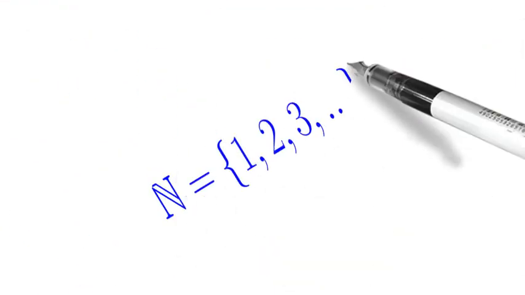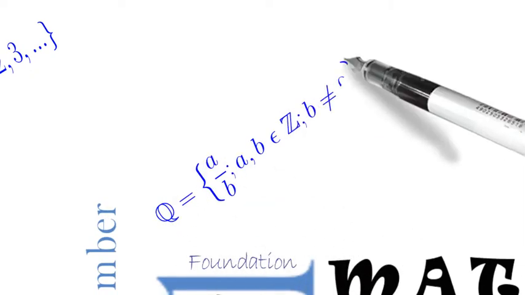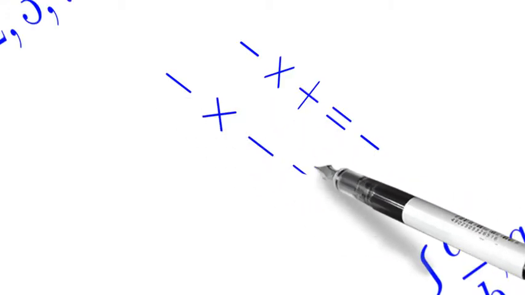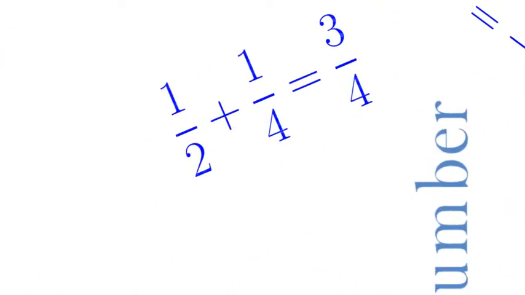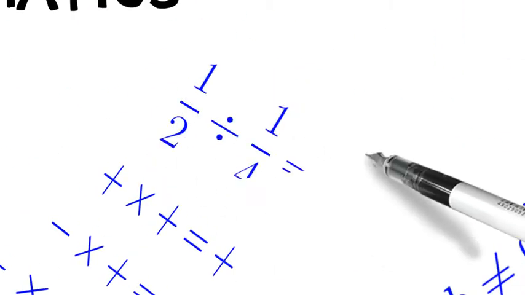We start with the different number systems that make up the real numbers and then progress to the basic rules for calculations in each of these systems, like the sign rules for the integers and rules for adding, multiplying, and dividing fractions or rational numbers.